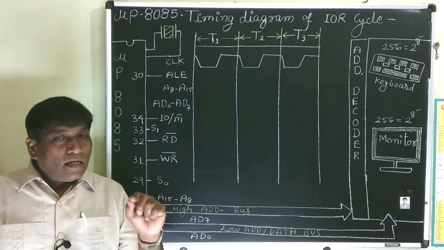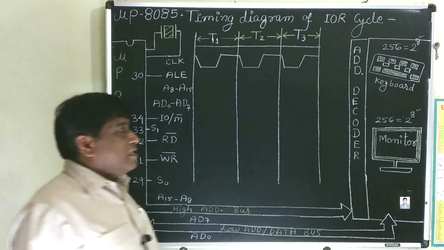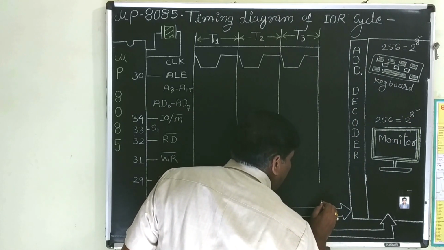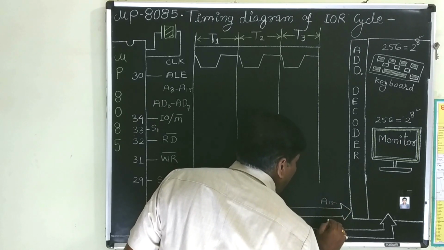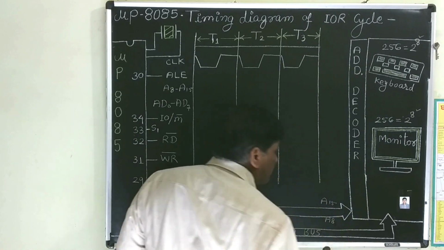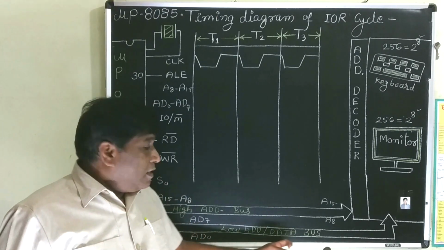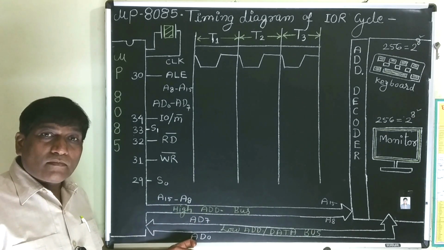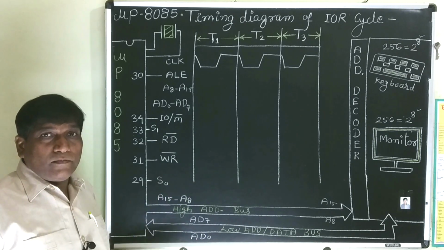Now here in the IO read cycle, because we need 8 address lines, these 8 address lines may be used as A15 to A8, or we may use the common AD0 to AD7 buses, because in IO addressing things are different.